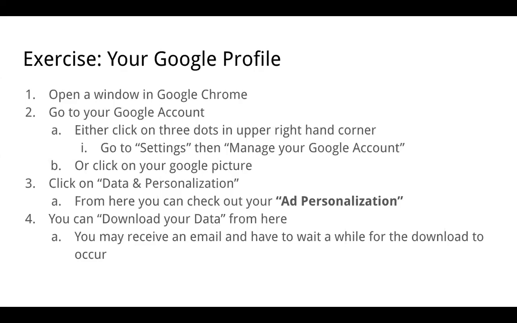But in the upper corner, there's some settings, and then manage your Google account, or click on your Google picture, and then you can find your way through data and personalization. And then ad personalization is what we specifically want to focus on. And then step 4 is how you can download your data from here.